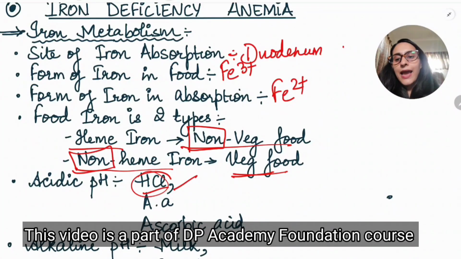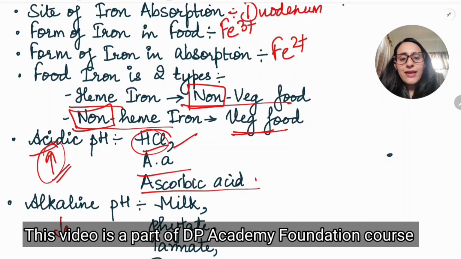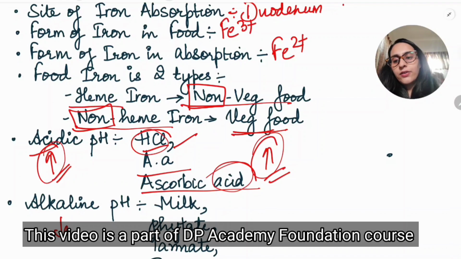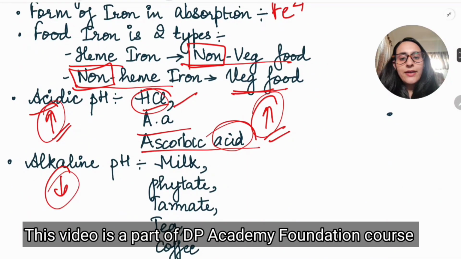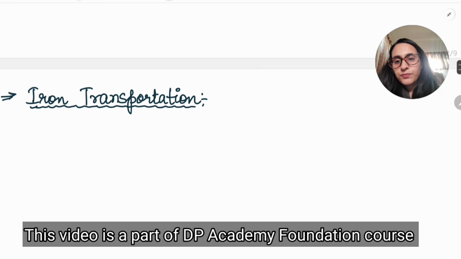Basically, if it is acid, it is going to increase the absorption of iron. If it is alkaline, it will decrease the absorption of iron. All the things that end with acid increase the absorption of iron, for example hydrochloric acid, amino acid, and ascorbic acid, which is vitamin C. On the other hand, what decreases the absorption of iron is milk, phytate, tannate, tea, and coffee. That is why iron tablets are not taken, or at least a 30-minute gap is kept, if you are taking milk, tea, coffee, anything with the iron.